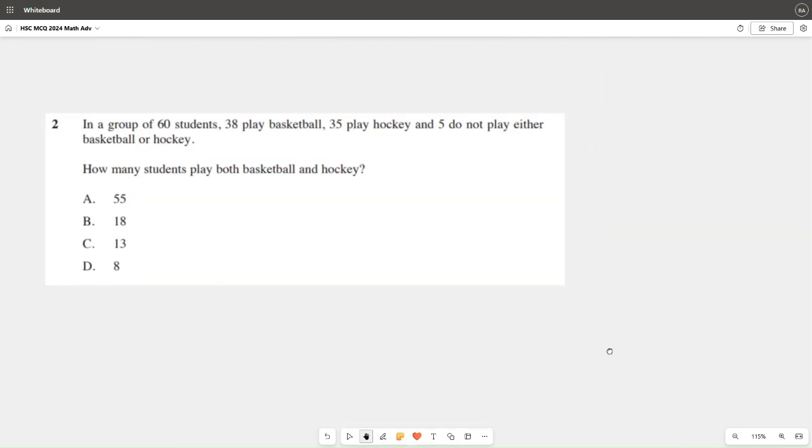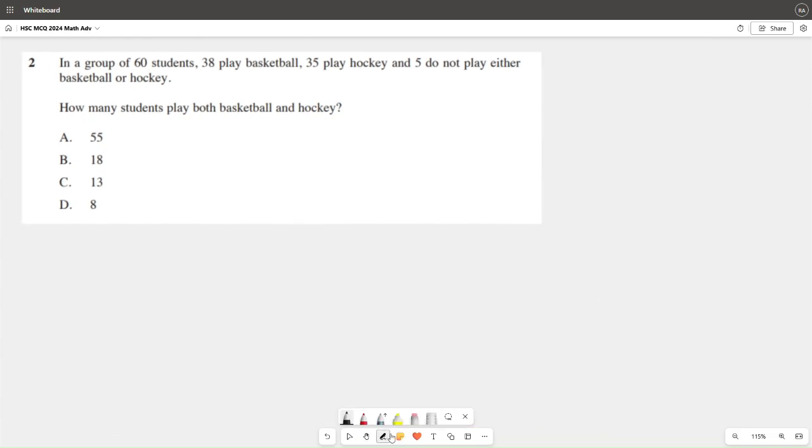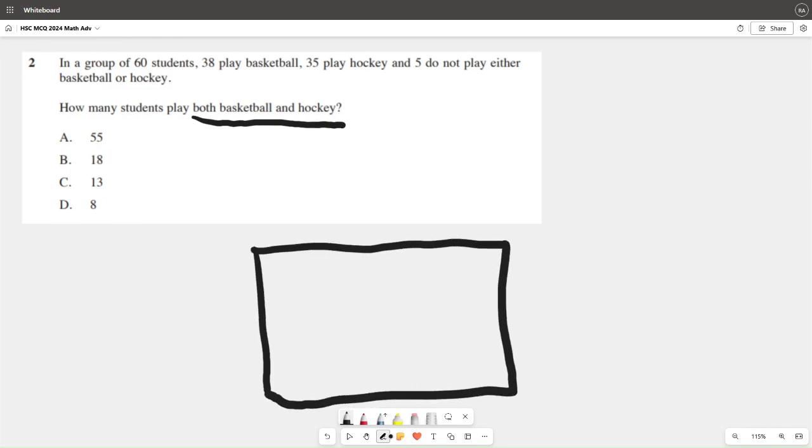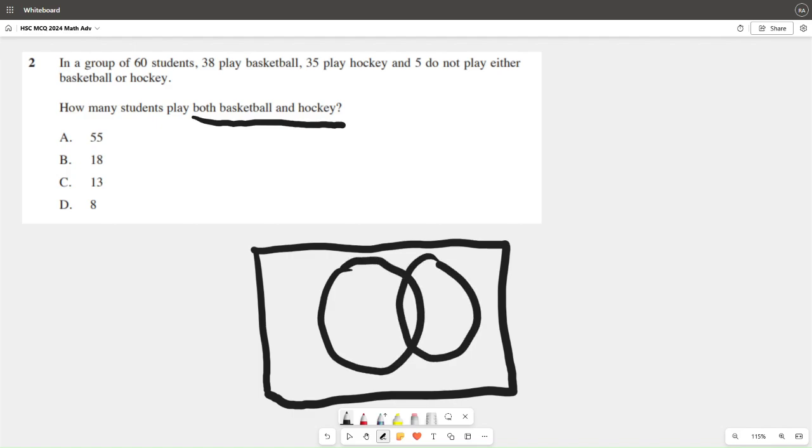Alright, let's continue on to question 2. So we've got 60 students, 38 play basketball, 35 play hockey, 5 do not play either. How many students play both? So that is what we're going for. So the easiest way to do this is to do a nice little Venn diagram for both basketball and hockey. So let me just do that real quick. Basketball, hockey, okay. So 60 students in total. You'll notice 5 don't play either. Okay, so 5 goes on the outside. And we can actually use this information to try to work out what the both will be.